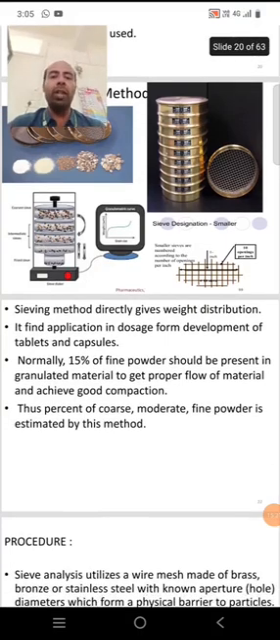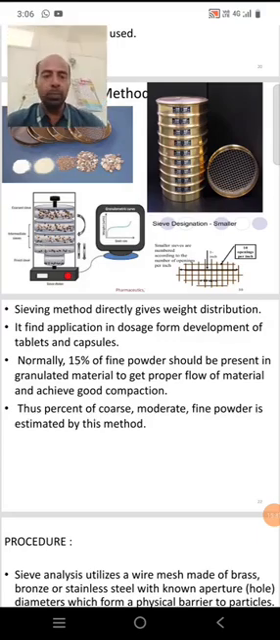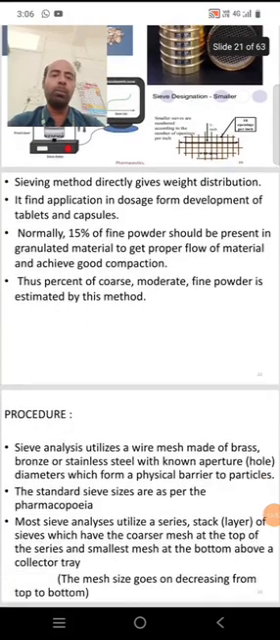Normally, 15% of fine powder should be present in granulated material to get proper flow of material and achieve good compaction. Thus, the presence of coarse, moderate, and fine powder is estimated by this method.